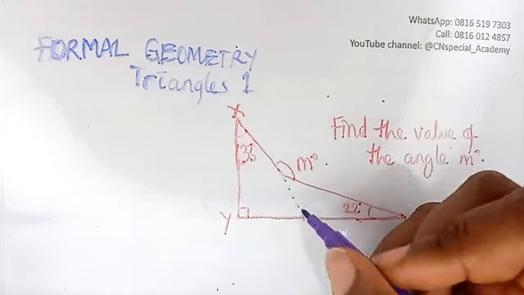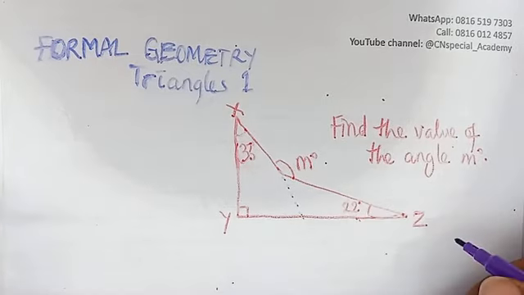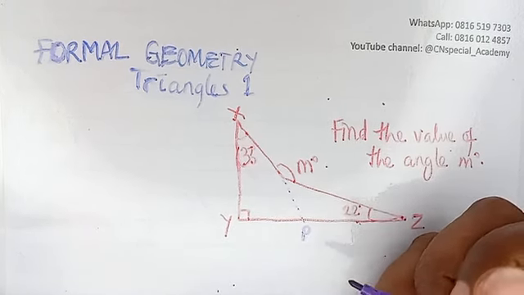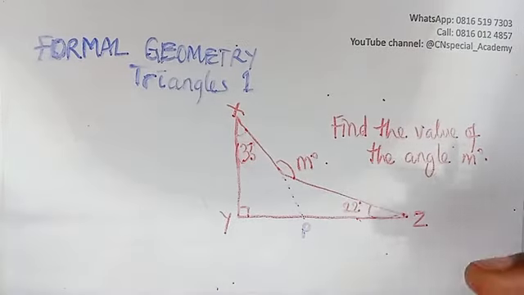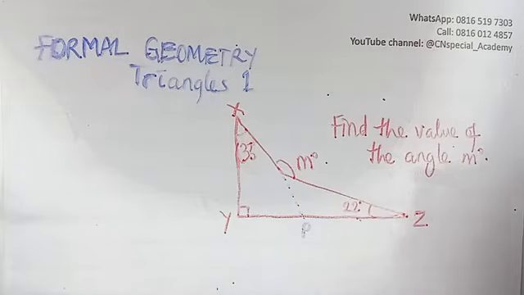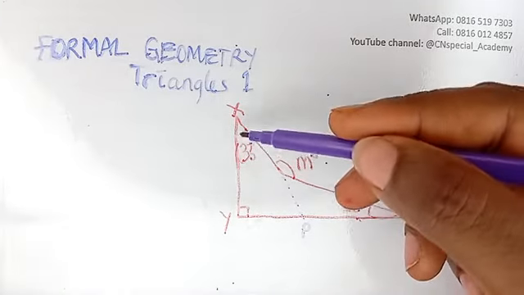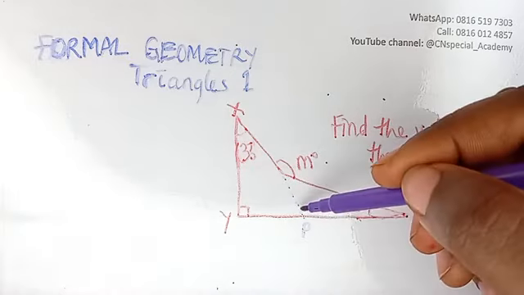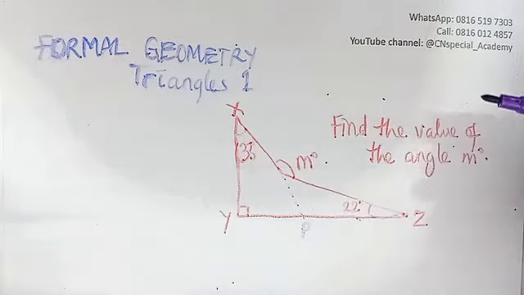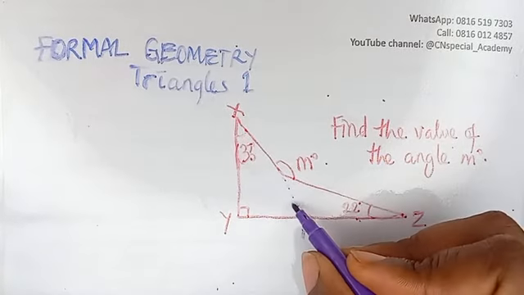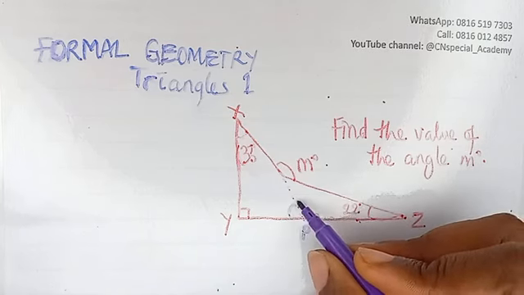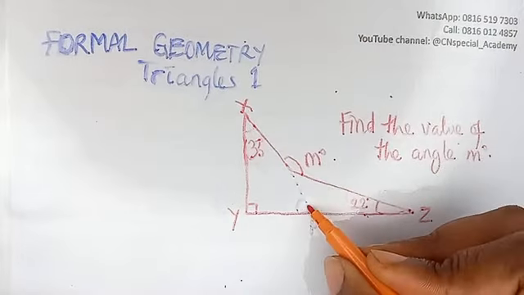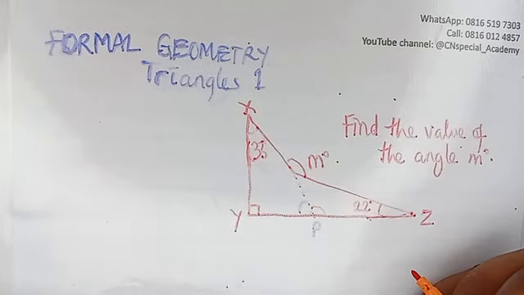We are going to extend the line X to meet line YZ at a point. Let's call that point P, for example. So we extended this line, fine. So we now have a right angle triangle, right? And then we have this angle here, and of course it's an obtuse angle because this angle is bigger than 90 degrees. Okay, so we now have this angle, and let me have another color, and we have this other angle.